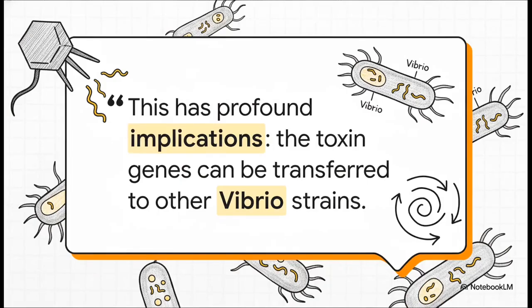And this has profound implications. Just think about it. It means the toxin genes aren't locked into one type of bacteria. They can theoretically be transferred to other totally harmless Vibrio strains. This isn't some freak one-time event. It's a repeatable mechanism for creating new pathogenic threats out of thin air.